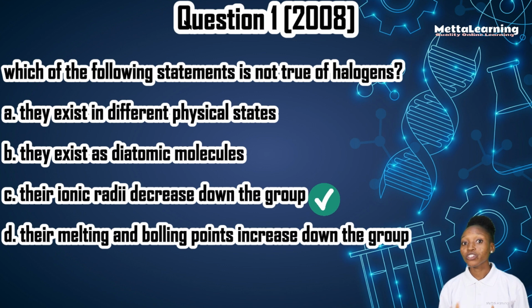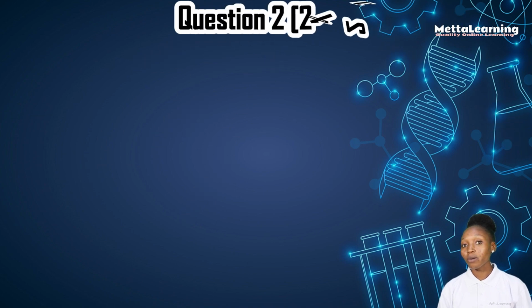Option C is not true and is therefore the correct answer because the ionic radii of halogens actually increases down the group. This is because as you move down the group, the number of energy levels increases, which results in a larger ionic radius. Another question from the year 2012, question 40.